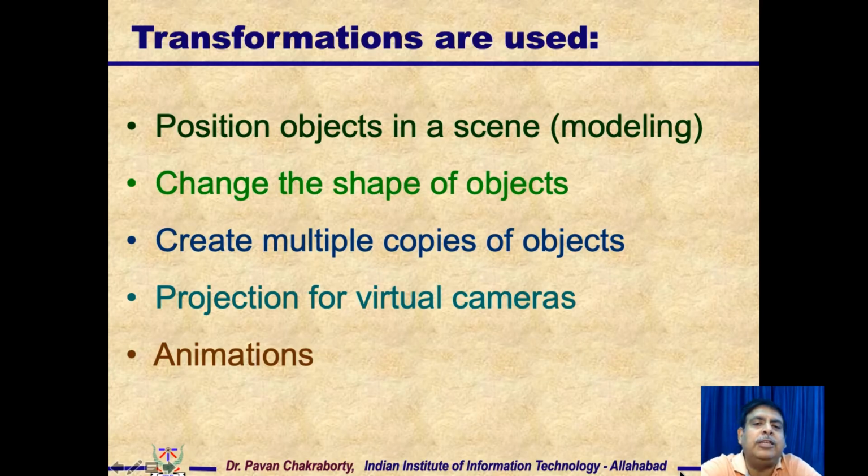So where are these transformations used? Transformations are used in positioning objects in a scene, that is modeling. As we have seen, we need to move from the object frame to the world frame, from the world frame to the camera frame. All this is possible by changing the position of the objects in the scene, or modeling. This is the first reason where we use transformation.